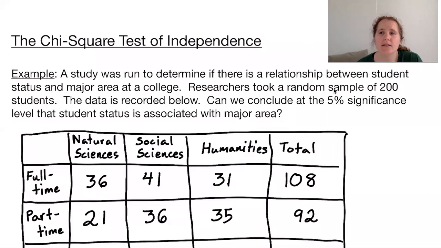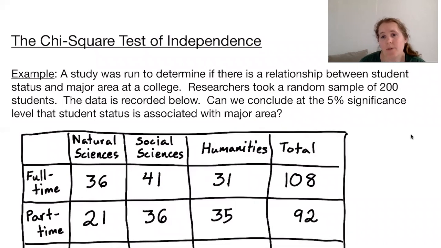Welcome to the chi-square test of independence. We're going to look at an example and follow the same example through all of the videos for module 27. A study was run to determine if there is a relationship between student status and major area at a college. Researchers took a random sample of 200 students and the data is recorded below.